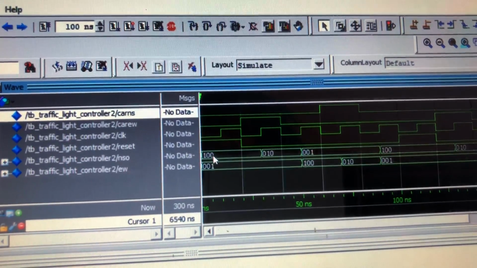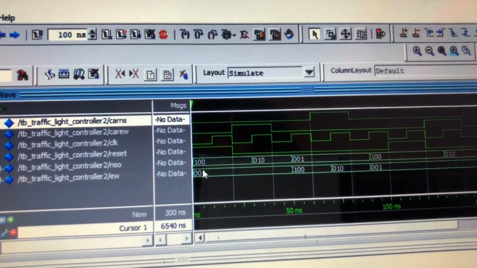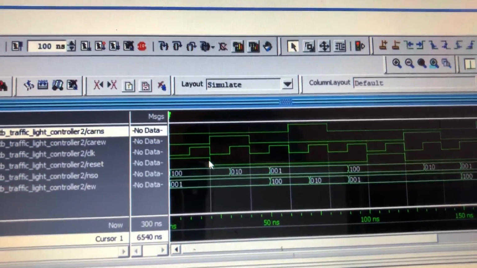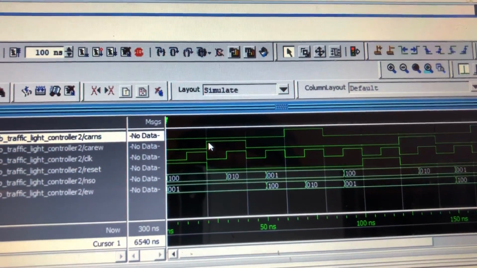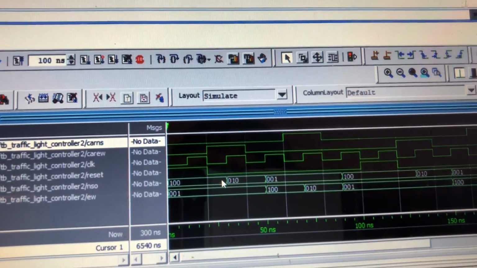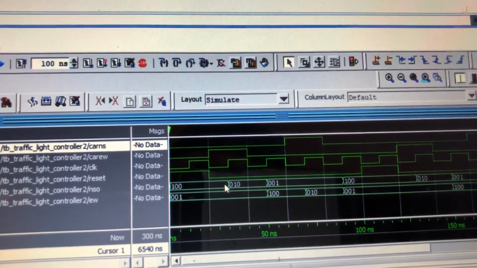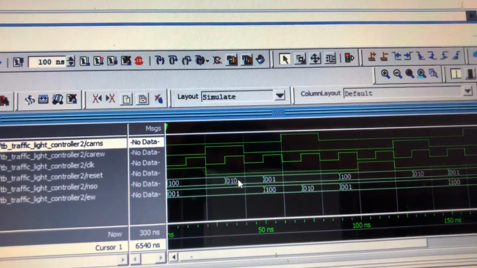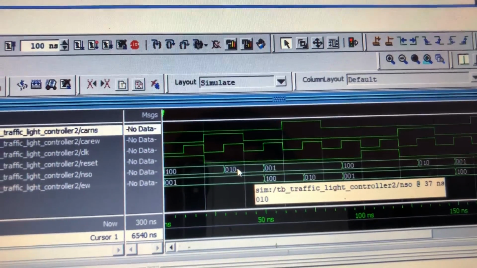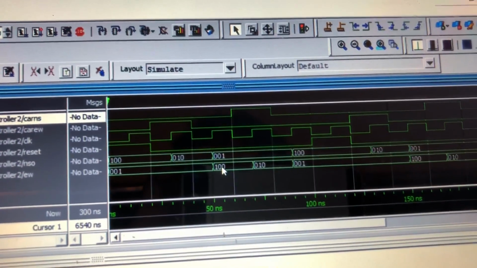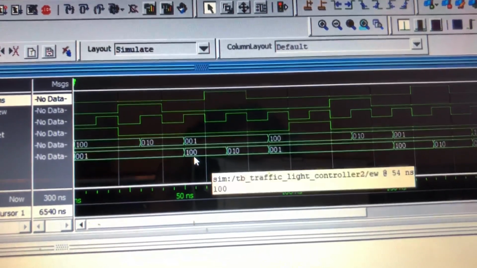The north-south is going to start green, and the east-west is going to begin at a red light. And there's a car detected in the east-west direction, so my north-south direction will start to transition so the east-west direction can go. So my north-south transitions to a yellow light, and then it transitions to a red light, and my east-west direction will begin to go.